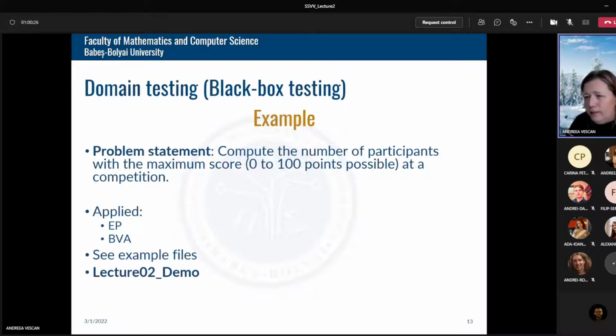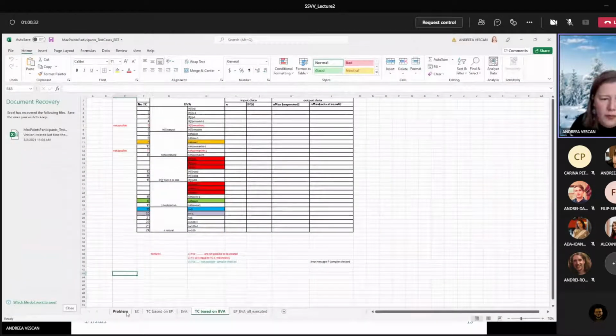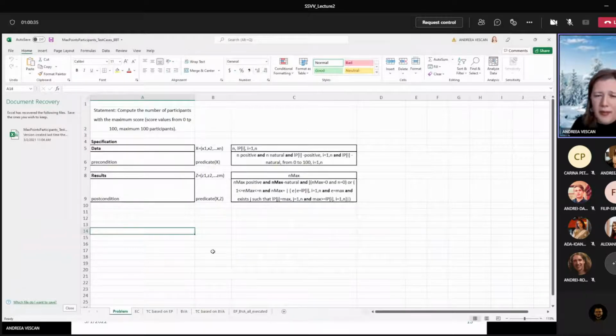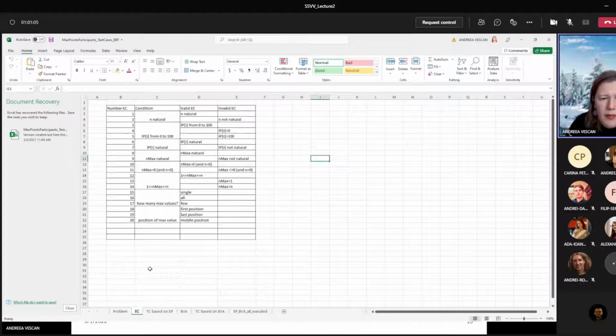It's very important when you do testing, if you do script testing, to also think ahead of the test cases. So this is the problem. This is the specification: the input data, output data, the results, precondition and postcondition. As input, we have an array, and each element of the array is the points that a participant got in the contest. And as output, we have all the participants that got the maximum points.